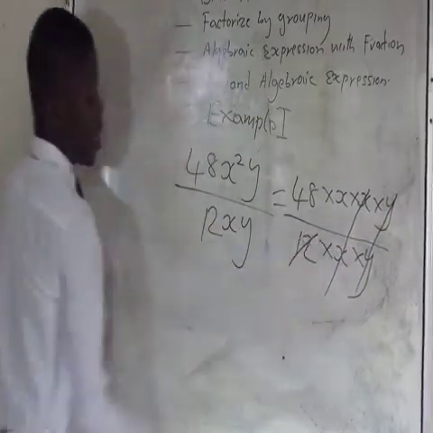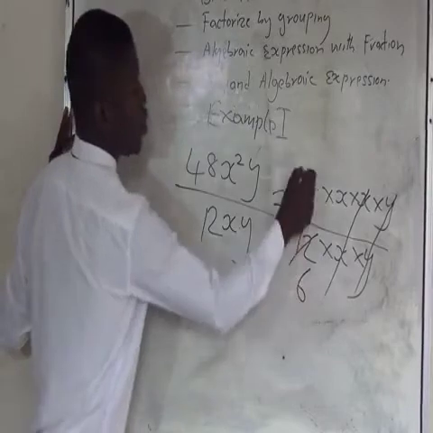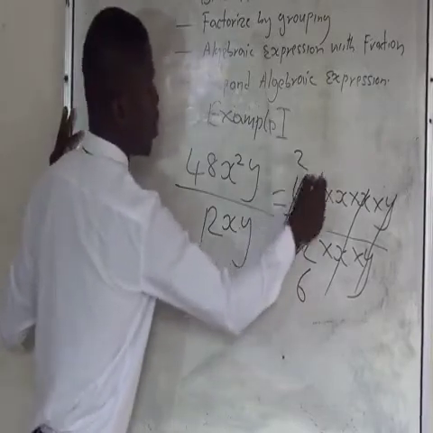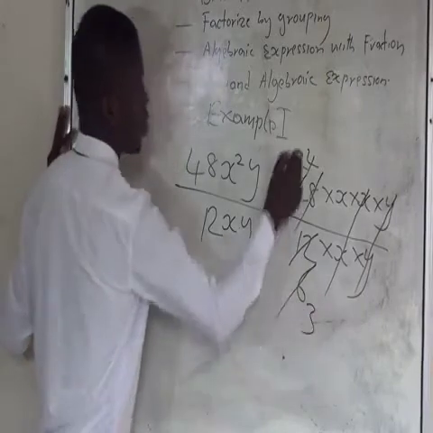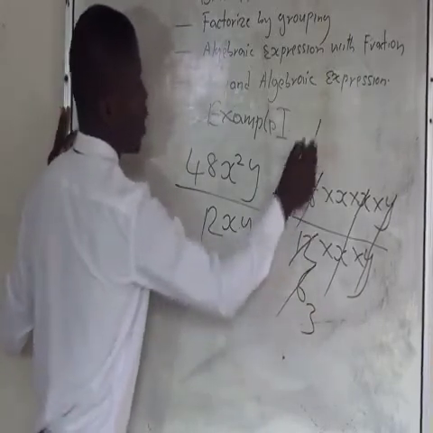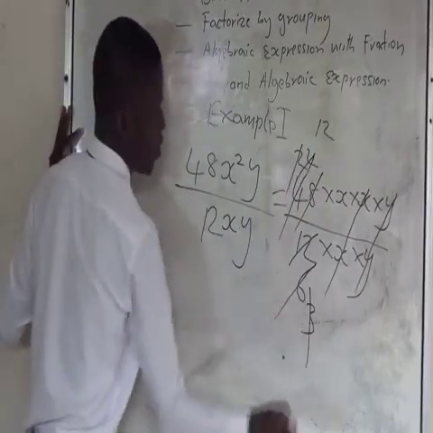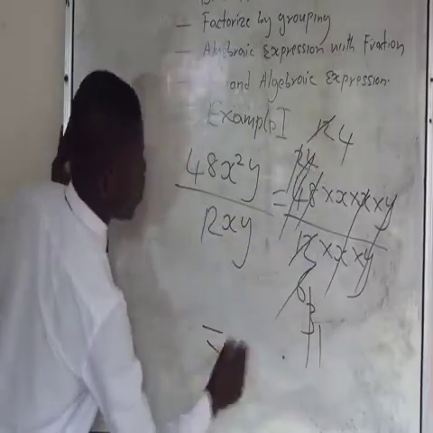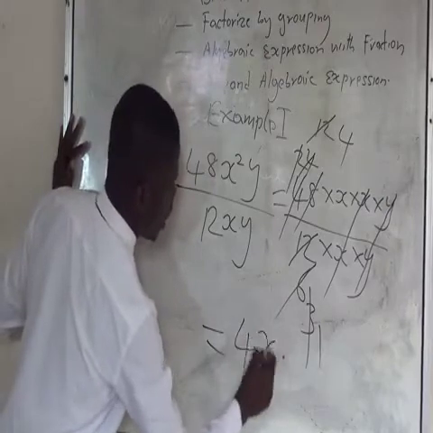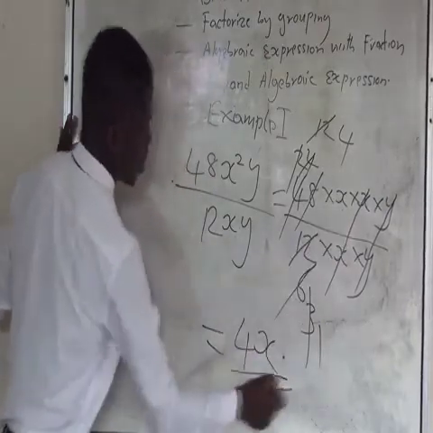2 can go here, gives us 6. 2 can go here, gives us 2. 2 can go here, gives us 4. 2 can go here, gives us 3. 2 can go here, gives us 1. 2 goes here, gives us 2. 3 can divide itself to give us 1. 3 divides here to give us 4. So the answer will be 4x. That is the answer.